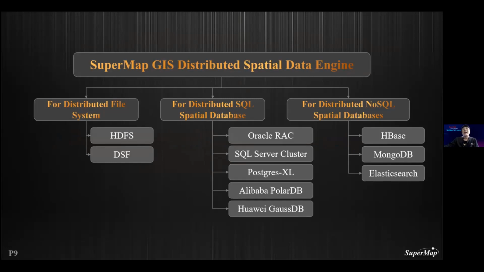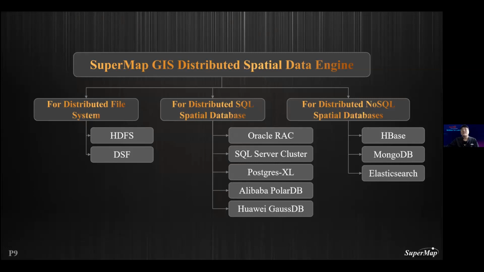And here I list all of the SuperMap GIS distributed spatial data engine. They are such as the HDFS and the DFS. These two are the distributed file system. And for the SQL spatial database, we can also support the big data technology, which are the Oracle RAC, SQL Server Cluster, and PostgreSQL, and also others.